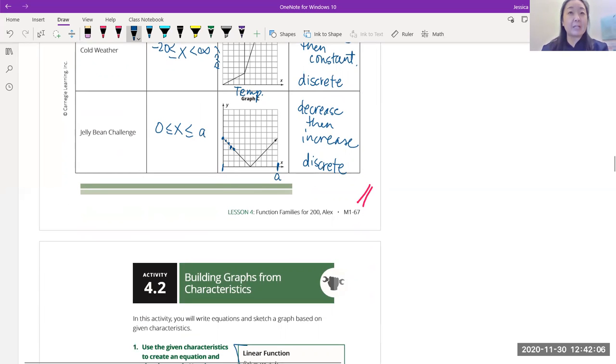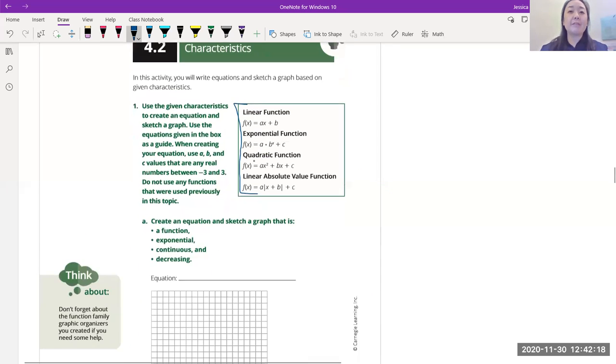And it is discrete because, well, I guess you can guess like 0.75, but why would you do that? You're never going to get that right, right? So this is going to be discrete jelly beans. Okay. And that was the end of today's lesson.